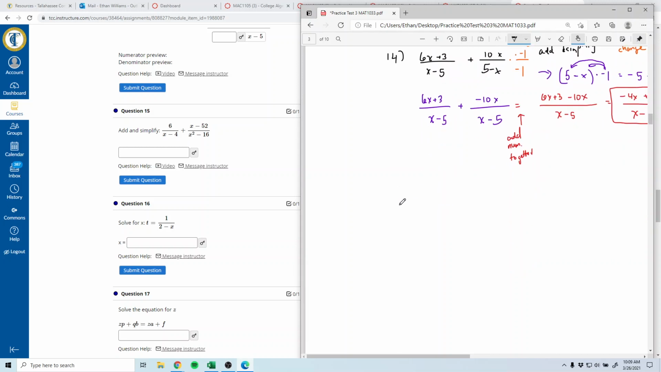Number 15. Number 15, we have similar, since this one's kind of straightforward in the same directions, I'm just going to write it on the screen with you. We've got 6 over x minus 4 plus x minus 52 over x squared minus 16. We want to add and simplify.